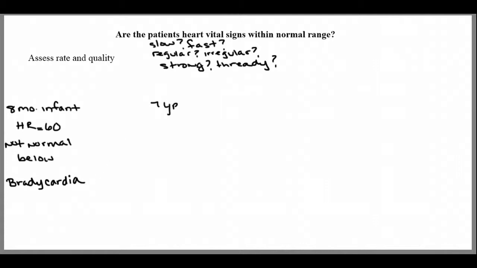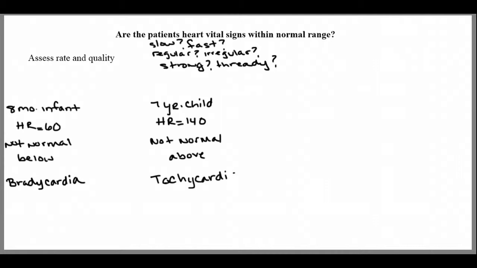Say your patient is a 7-year-old child with a heart rate of 140 beats per minute. Is this within normal range? Referring to the chart, you see that it is not normal. It is above the normal range. This condition is referred to as tachycardia. Tachycardia is a condition in which the heart rate is above the normal range.